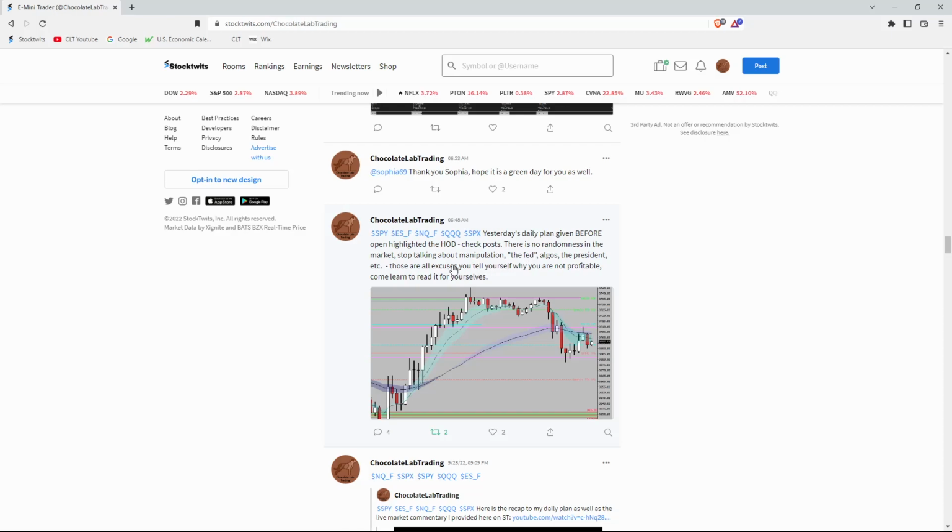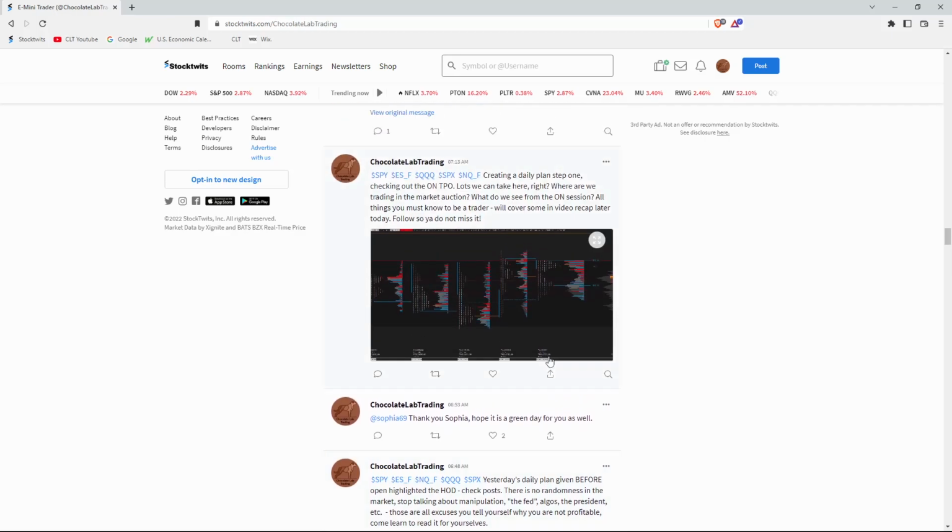Stop talking about manipulation, the Fed, algos, the president. You see this a lot on StockTwits. People just make either excuses or are completely biased in their trading. Essentially what I'm trying to say is don't overcomplicate your trading with all these external factors, even indicators. Read the order flow, see what the market auction is doing, and then go from there. All these indicators are either lagging or simply your external bias on whatever it may be.